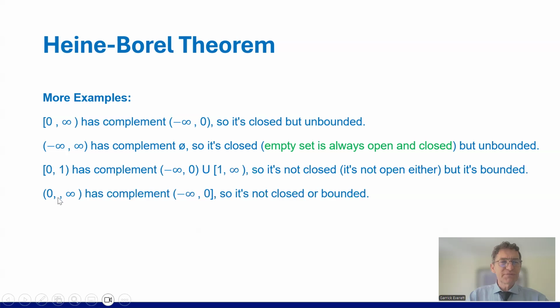There shouldn't be two commas there. My apologies. So 0 to infinity, not including the 0, has a complement minus infinity to 0, so it's not closed or bounded. And 0, 1, 2, 3, all the way up to forever is closed, but it's unbounded. And again, there shouldn't be an extra dot there. A few extra dots sneaking into this screen.